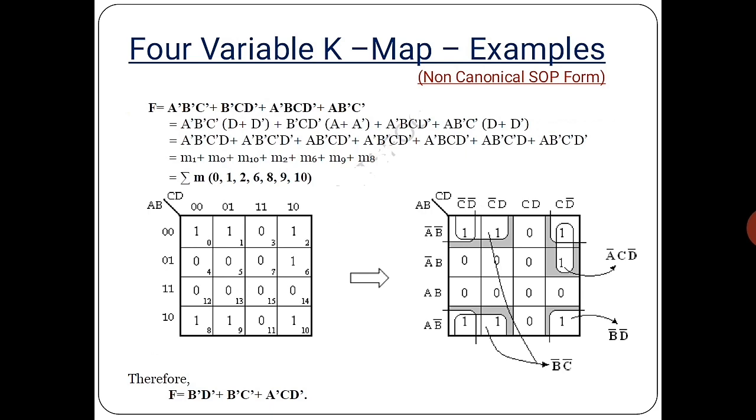So we are going to multiply with the missing literals as the product of the sum terms, D plus D bar, A plus A bar, and also D plus D bar. And then we can find out sigma m equal to 0, 1, 2, 6, 8, 9, 10. After that we are going to mark the particular min terms in the Karnaugh map. So the particular cells 0, 1, 2, 6, 8, 9, 10 will be filled with 1. Now we can look for the grouping concept.